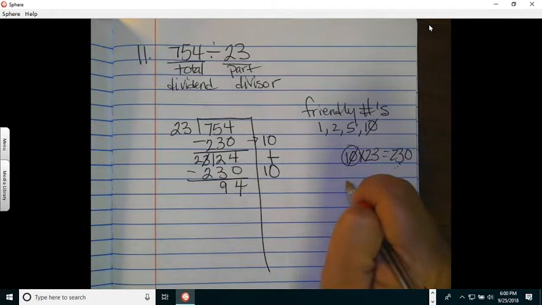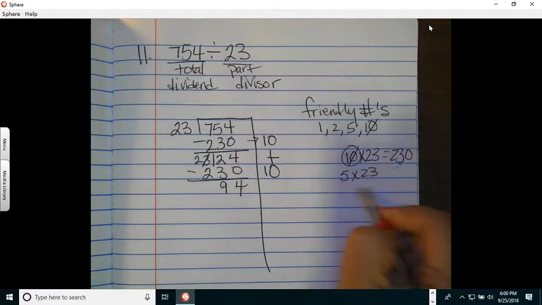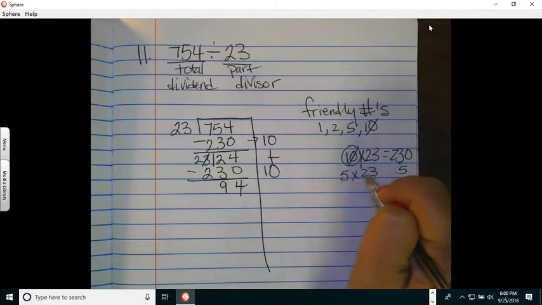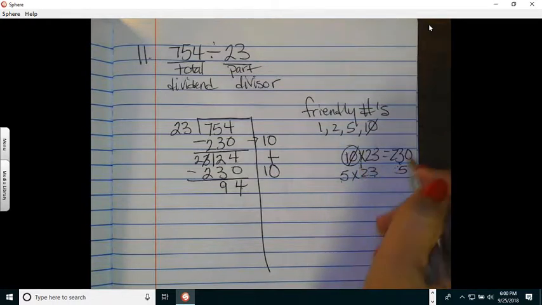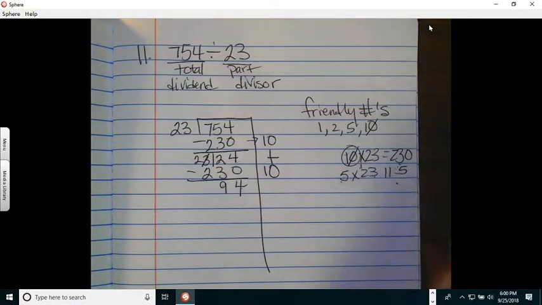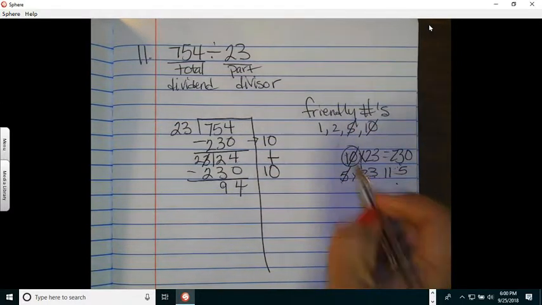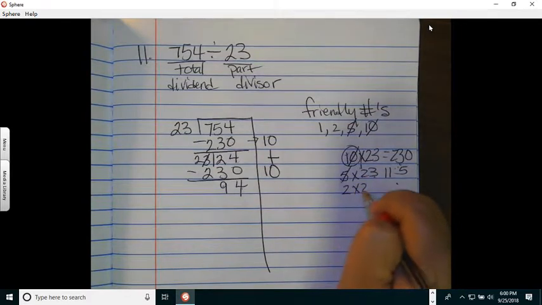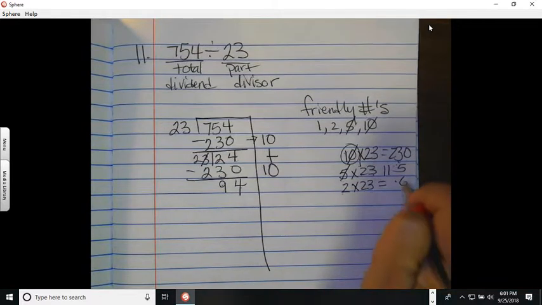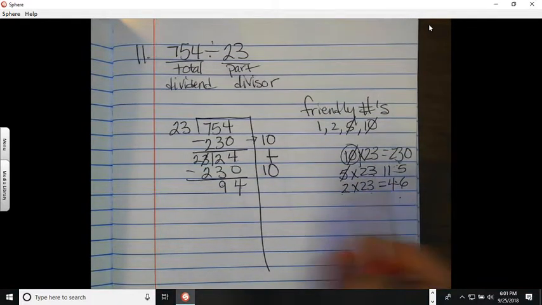Now I have 5 times 23. 5 times 3 is 15. Carry my 1. 5 times 2 is 10. Plus 1 is 11. Is that still too big? Yes, it is. So I cannot do my 5s. I can go to my 2s. Times 23. 2 times 3 is 6. 2 times 2 is 4. Can I take 46 out of 94?